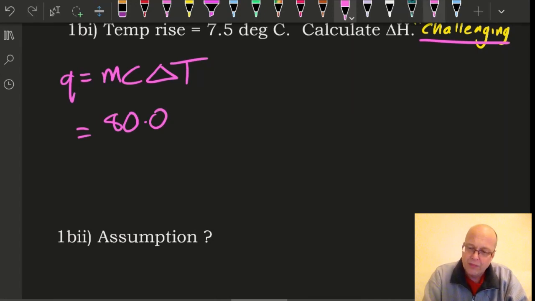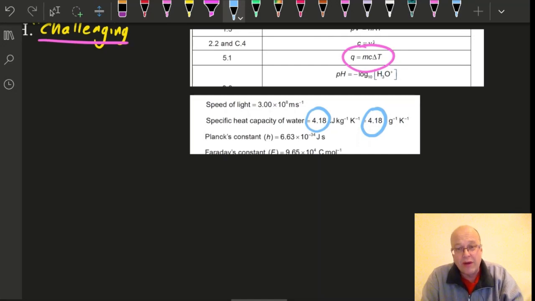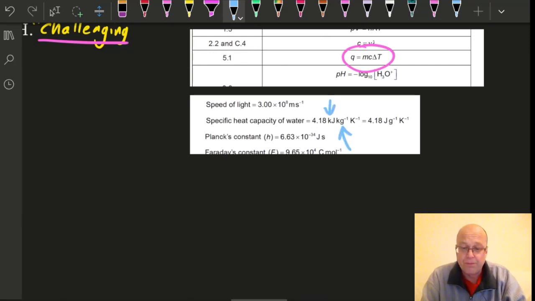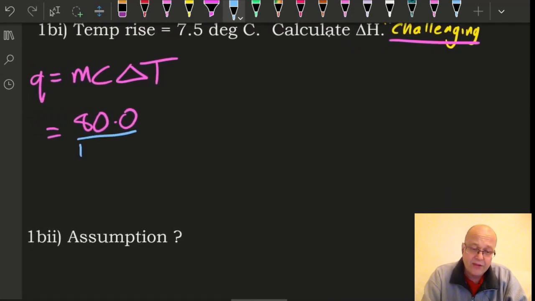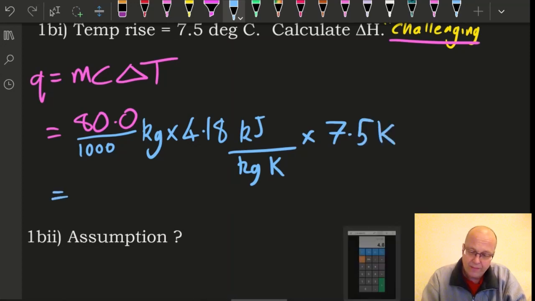Well, here's your first problem. For the specific heat capacity, are you going to use 4.18 or 4.18? They're different 4.18s. The answer is supposed to be in kilojoules, so you better use the first 4.18, which relies on kilograms. So 80 grams isn't going to cut it. It has to be 80 over 1,000 kilograms. Specific heat capacity, I'm just going to assume it's water. So that's going to be kilojoules per kilogram per Kelvin. And the temperature rise is 7.5 degrees C, which is the same as a temperature rise of 7.5 Kelvin. All right, so let's work that out.